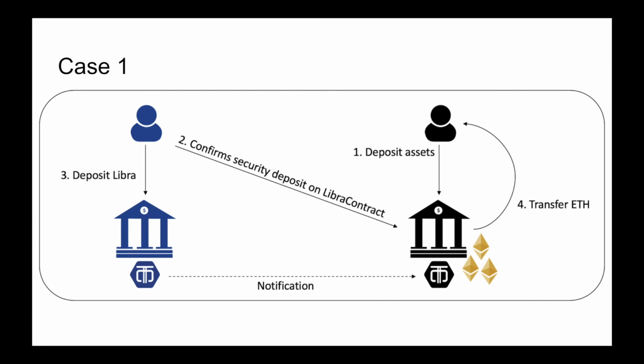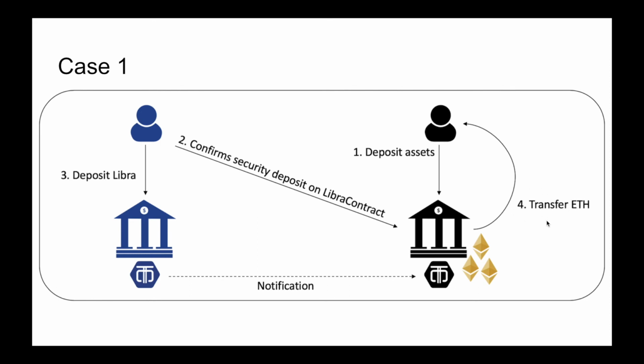If there's a user who wants to trade Libra for Ether, the user can query whether the smart contract has enough security deposit. If the response is true, the user can transfer its Libra token to Max's Libra address. Once the transaction is done and Max receives the notification, Max will transfer Ether to the user's ETH address to complete the trade. The final step.